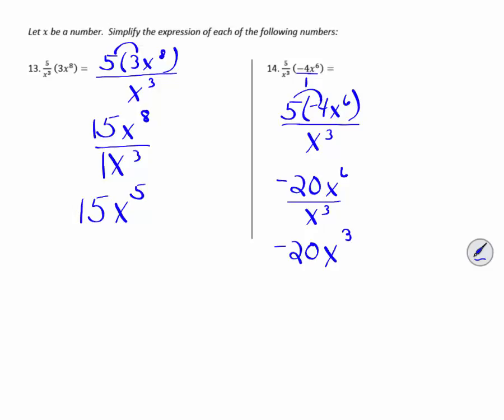Okay, so when you are dividing, you are subtracting your exponents. These rules are going to be very important for you to memorize.